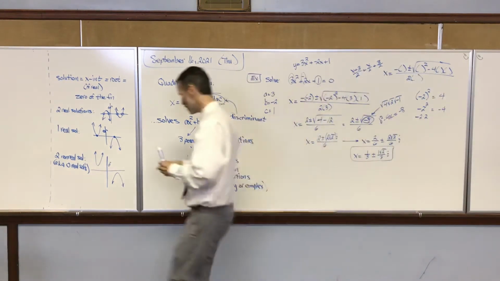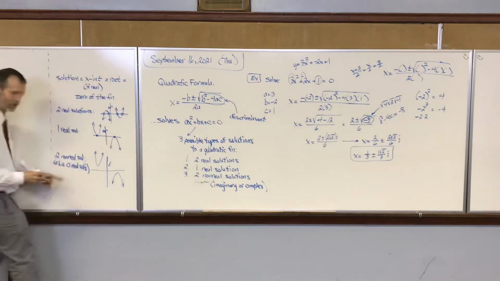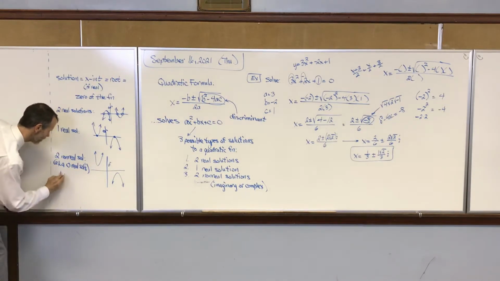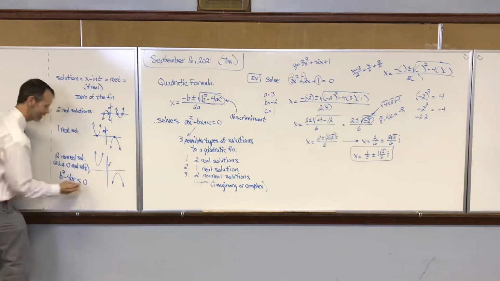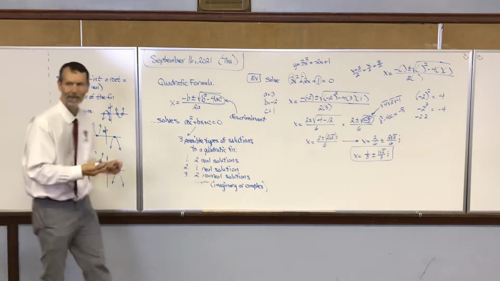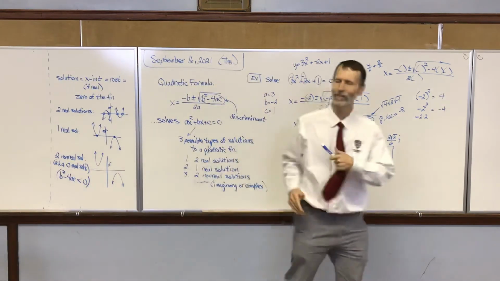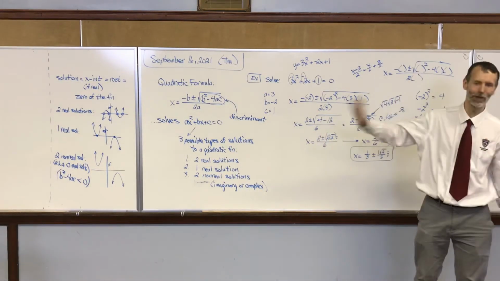It's over here. No real solutions, I'll tell you this. b squared minus 4ac is less than 0. If b squared minus 4ac is negative, you know ahead of time it will never hit the x-axis.